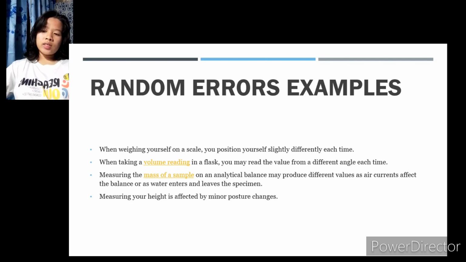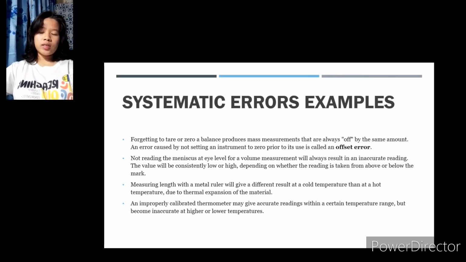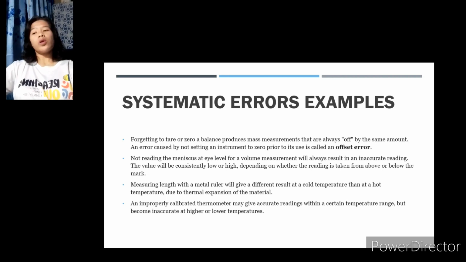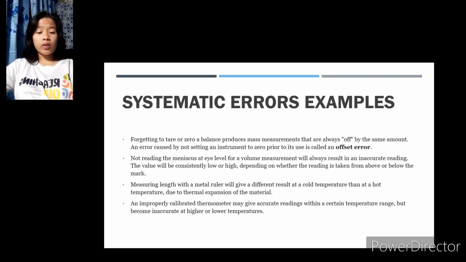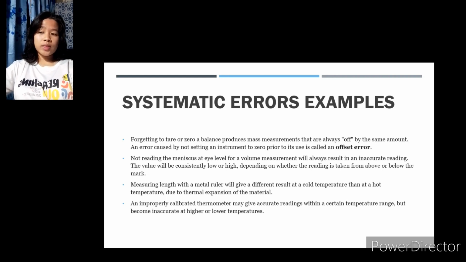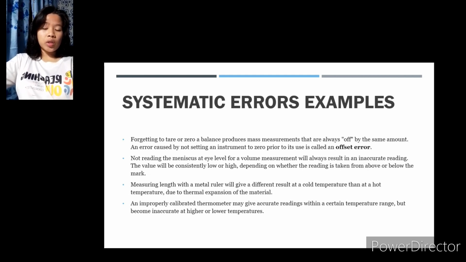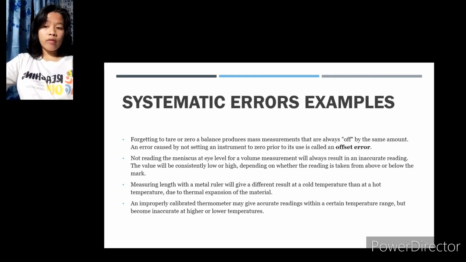Also, these are some examples of systematic errors. Number 1, forgetting to tare or zero a balance produces mass measurements that are always off by the same amount. An error caused by not setting an instrument to zero prior to its use is called an offset error. Number 2, not reading the meniscus at eye level for a volume measurement will always result in an inaccurate reading.